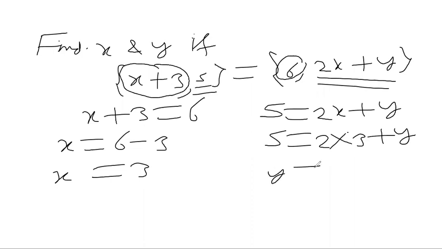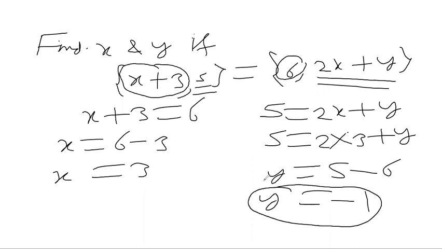That means y is equal to 5 minus 6, which is equal to minus 1. That means y is equal to minus 1 and x is equal to 3. So you have found out x and y both. In this way, questions can be given and you have to apply your mind. That's all, just the logic. Now let us move further to some next point.